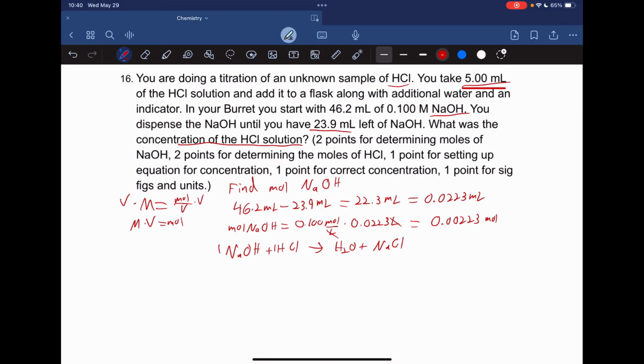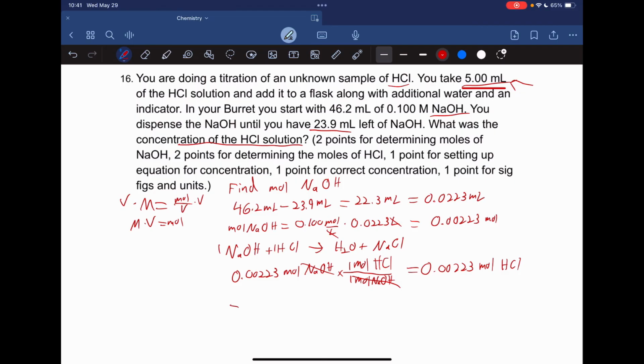So we had 0.00223 moles of sodium hydroxide. To do this properly, let's multiply it by the mole ratio, which is 1 mole of what we have, which is the sodium hydroxide, and 1 mole of what we want, which is the hydrochloric acid. And notice the moles of sodium hydroxide cancel, and we get moles of hydrochloric acid, so it's the same number. Last step is we are going to use this moles and the volume of acid that we had to find its concentration.